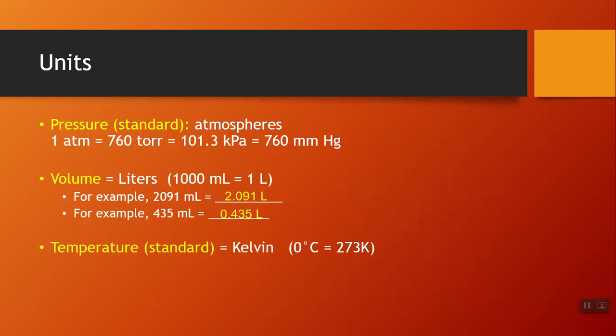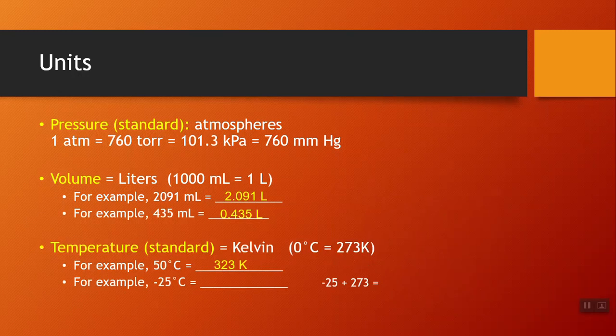So 0 degrees Celsius is equal to 273 Kelvin. So you'll notice that we will never be dealing with negative temperatures, especially because we'll be converting our Celsius to Kelvin, all right? So for example, if I have 50 degrees Celsius, the way that I'm going to convert this to Kelvin is 50 plus 273, and that's equal to 323 Kelvin. It's as simple as that. Another example, if I have a negative Celsius, right? Negative 25 degrees plus 273 is equal to 248 Kelvin.